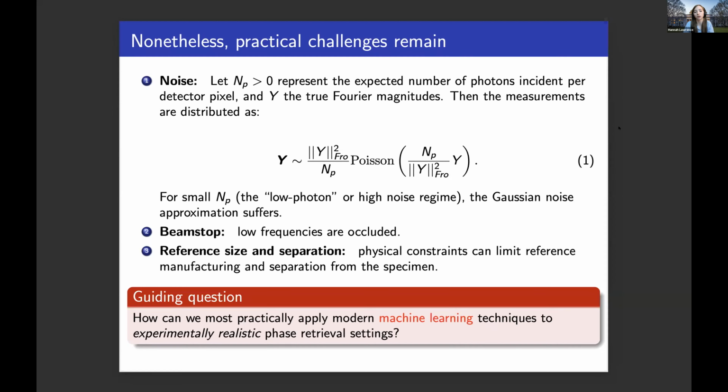So our guiding question in this work is: how can we most practically apply modern ML techniques to experimentally realistic phase retrieval settings? And for us, practically crucially means dataset free. So not just untrained, or not just unsupervised, but actually without placing any sort of dataset assumptions on what something looks like when you're imaging it de novo.